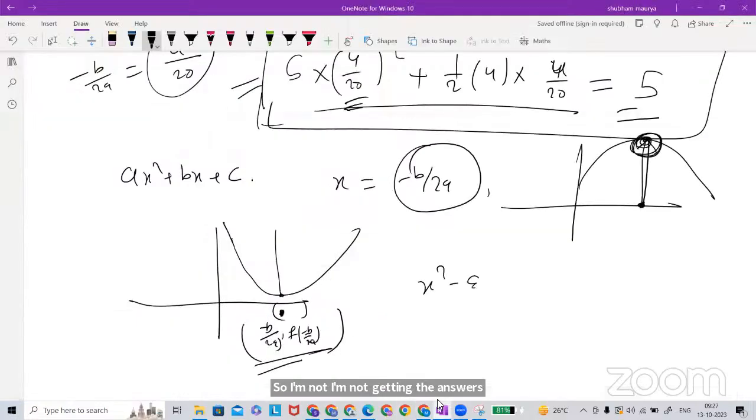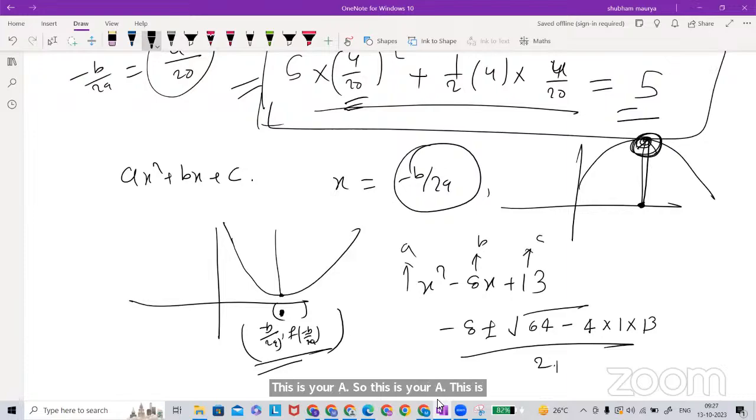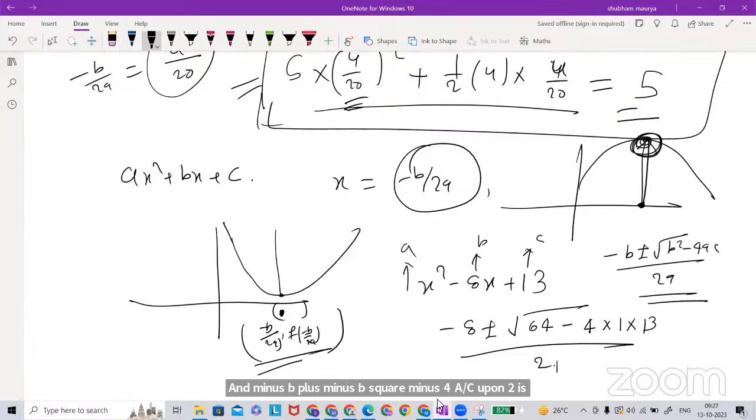You have x square minus 8x plus 13. If you use the square root method, this is minus b, which is 8, plus minus square root of b square, which is going to be 64, minus 4 times a, where a is 1 and c is 13, upon 2a. So this is your a, this is your b, and this is your c. Minus b plus minus square root of b square minus 4ac upon 2a is the formula, and I am substituting the same values in place of a, b, c.